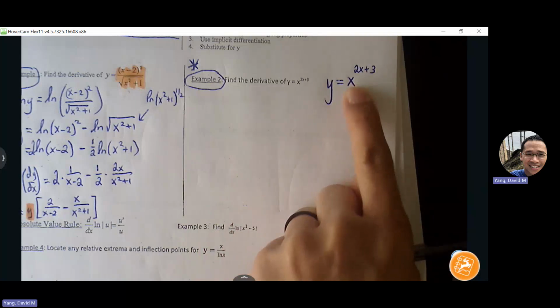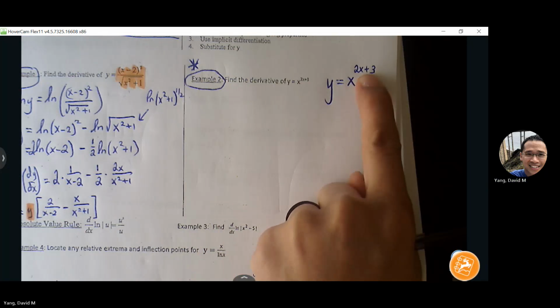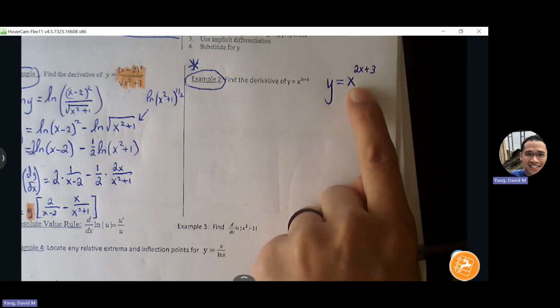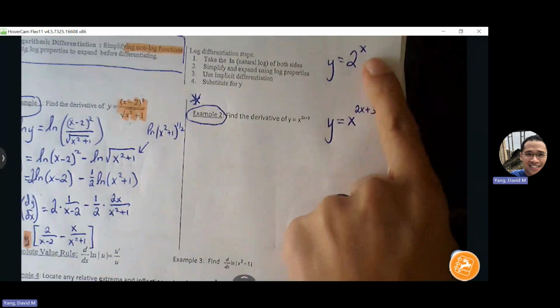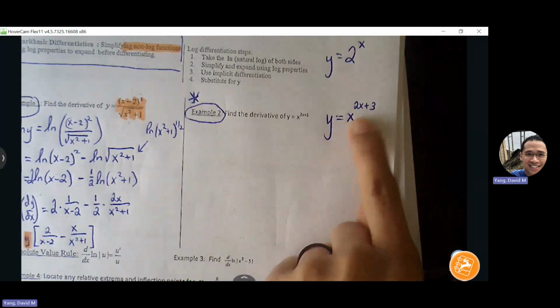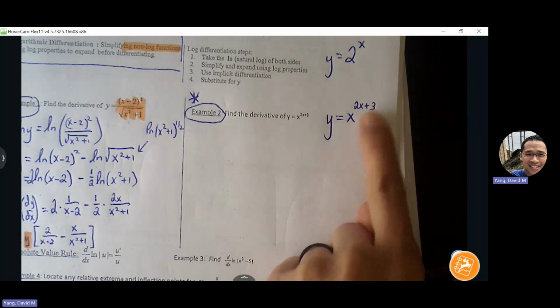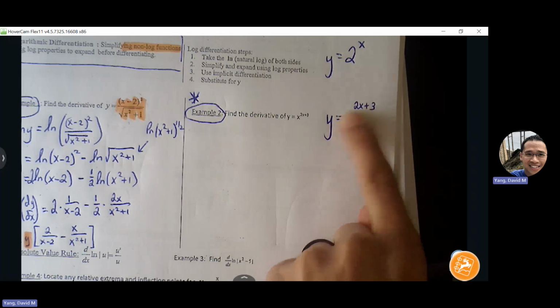Now, this is not power rule because power rule will be a variable raised to a constant. We also have something called an exponential function, where I have a constant raised to a variable. We do have a rule for that; we'll talk about that later. But this is a variable raised to a variable expression. Do you see that? Base is variable, exponent is also a variable. We don't have a rule for this. This is not power rule, it's not exponential rule.